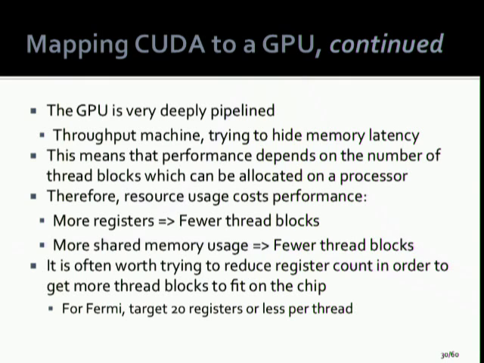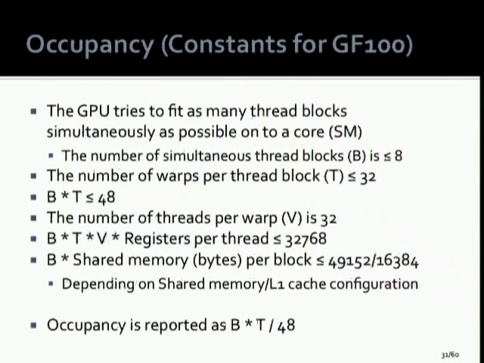For Fermi, the magic number is 20. You want to get 20 registers or less per thread. And CUDA will tell you performance in terms of occupancy. I've put in some constants here on this slide for GF100, but for every chip, the constants may be different, so you need to look at the CUDA manuals.